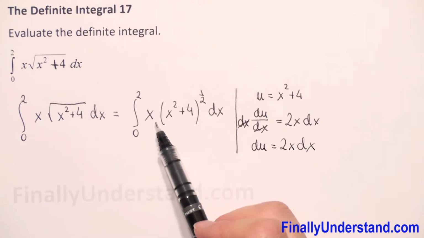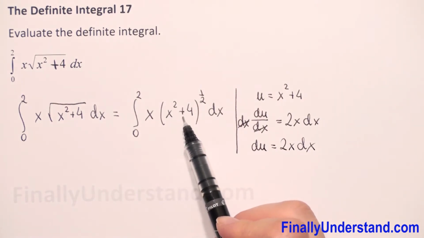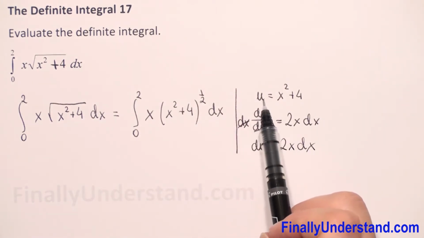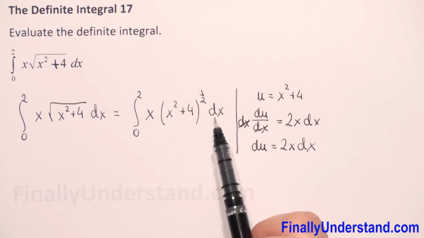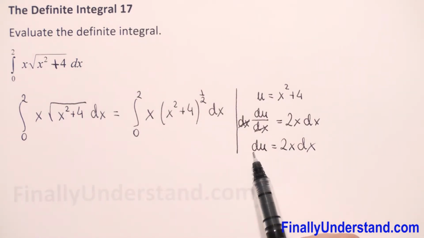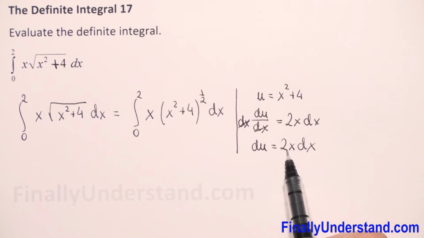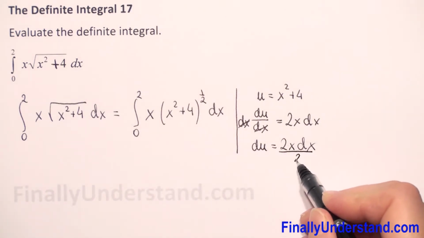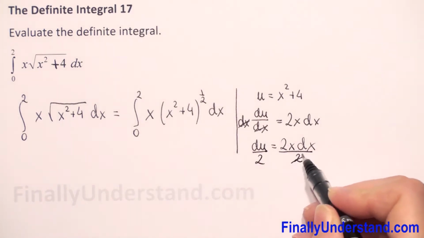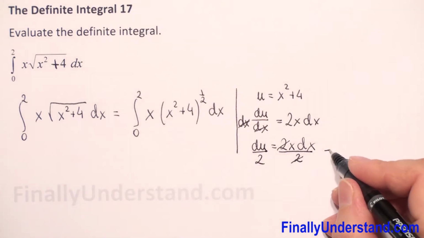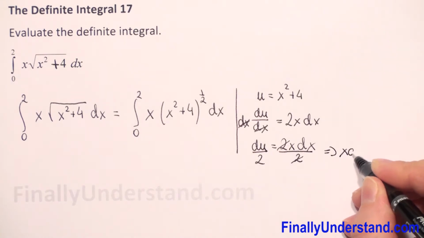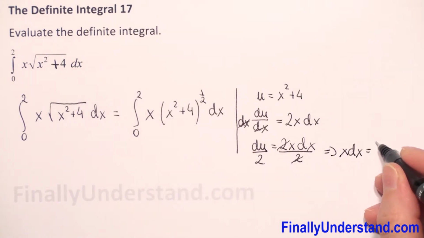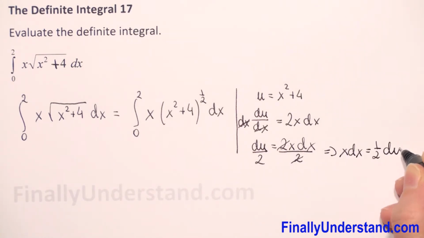We have here x squared plus 4 is our u, and we have x dx. We found that du is equal to 2x dx. We don't need this 2, so I will divide both sides by 2. 2 and 2 we can reduce, and we have that x dx is equal 1/2 du.